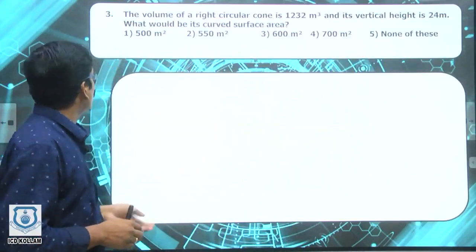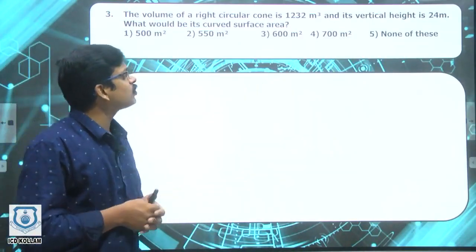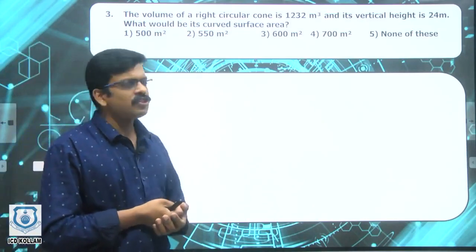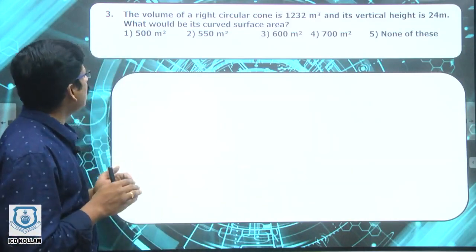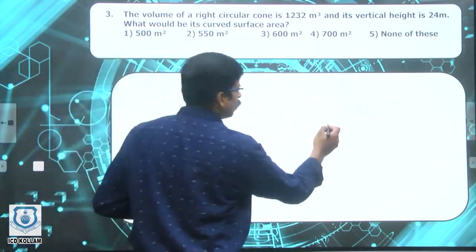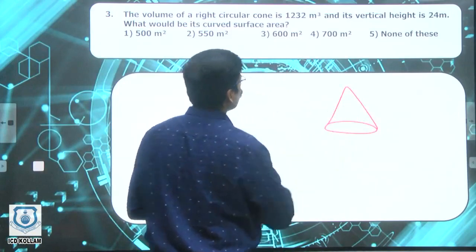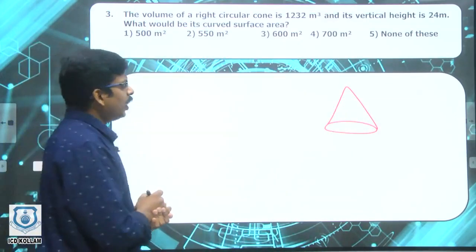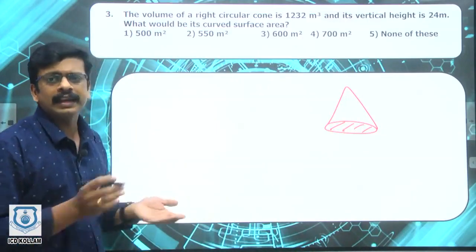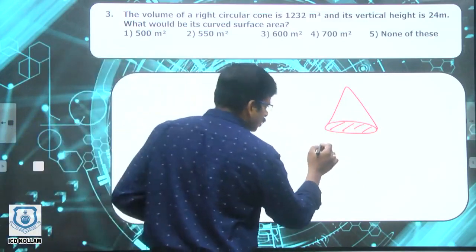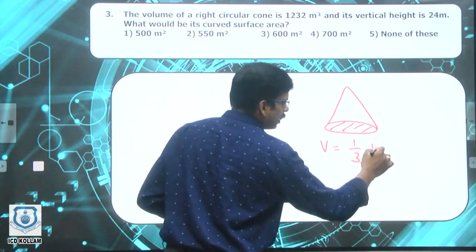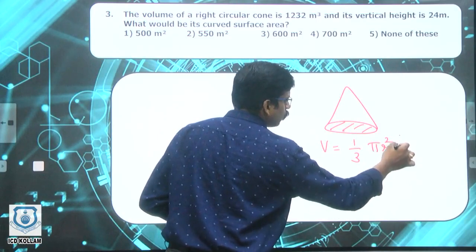Question number 3. The volume of a right circular cone is 1232 meter cube and its vertical height is 24 meter. What would be its curved surface area? You know, in the figure, this is a right circular cone. Its volume is 1/3 base area into height, so volume is 1/3 pi r square into height.